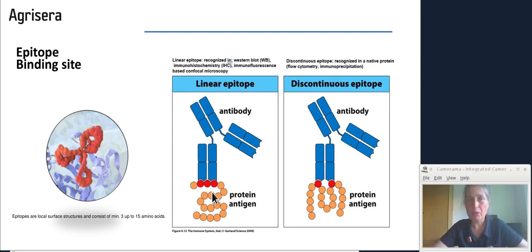And with such epitopes, we're working in techniques like Western blot and immunohistochemistry, where proteins are either fully or partially denatured. We also have so-called discontinuous epitopes, which are created by amino acids brought together in the 3D structure of a protein. And these epitopes are recognized by antibodies in techniques where native proteins are recognized, like immunoprecipitation, ChIP, and flow cytometry.